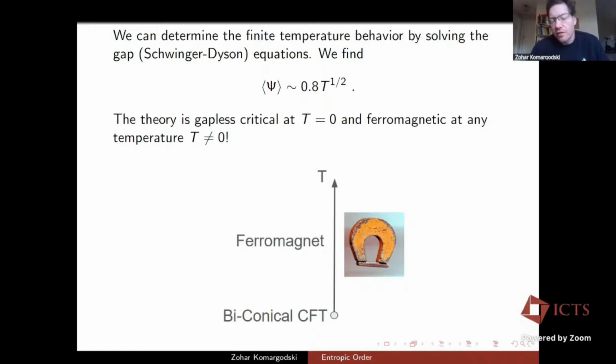At least at large enough n, like at n equals 100, this is the correct answer. Good. Thank you. So, more questions? Any more questions? Yeah, please.